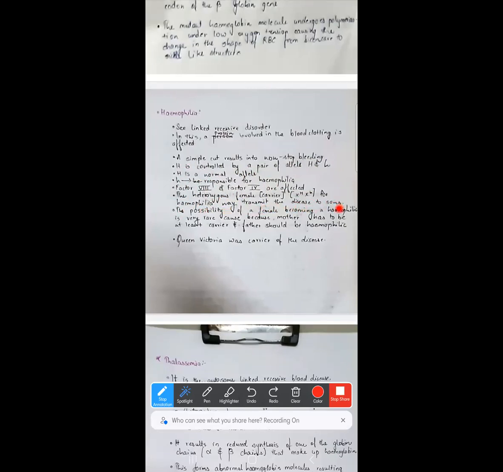sons. The possibility of a female being hemophilic is very rare, because the mother has to be at least a carrier and the father has to be hemophilic for the daughter to be affected. Queen Victoria was a carrier of hemophilia, and it is shown in the pedigree analysis of her family.